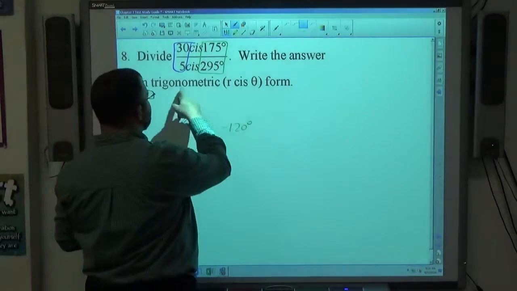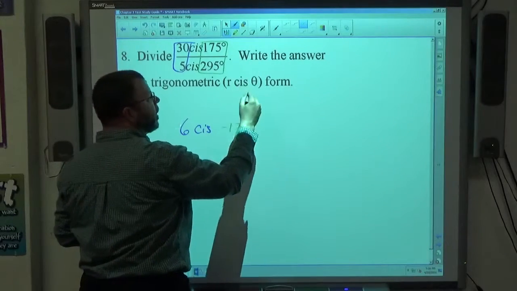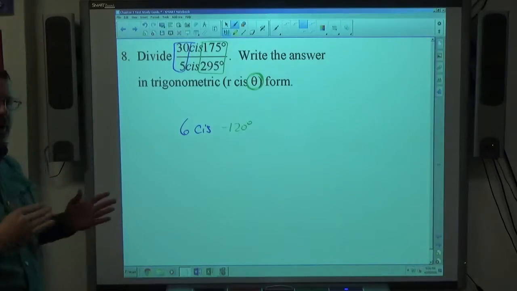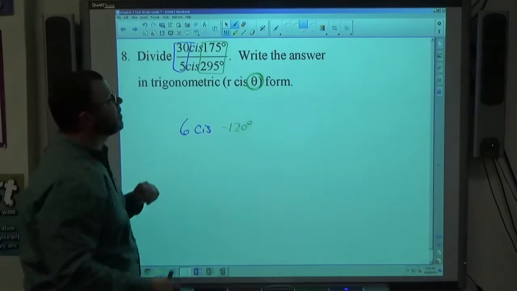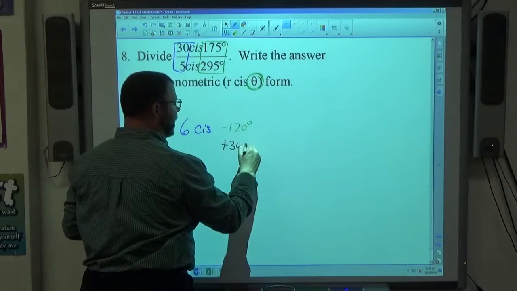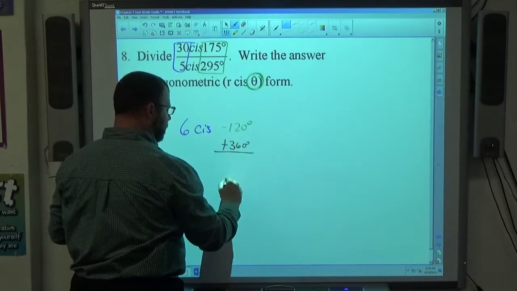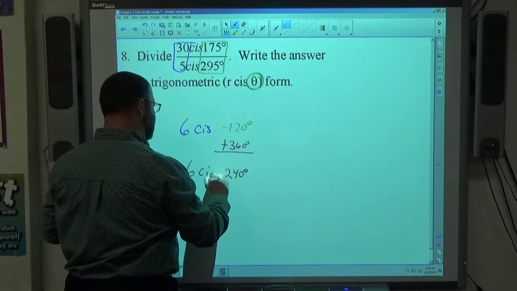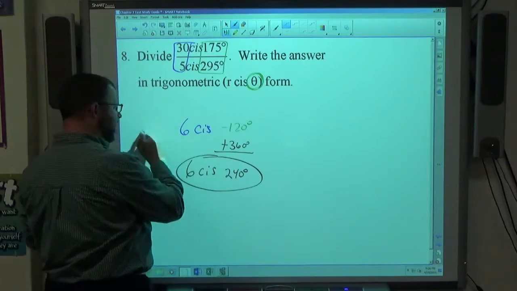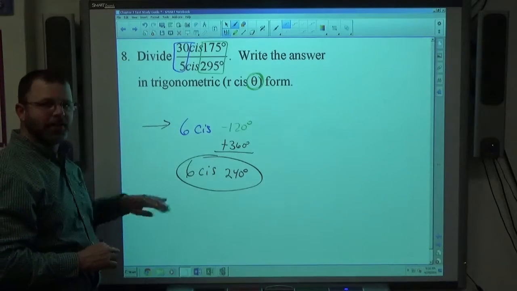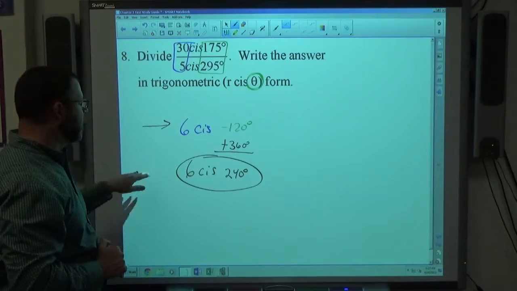It does say to write the final answer in rCIS theta form. There's an understanding that theta is supposed to be a positive angle between 0 and 360. Since this is not, I have to add 360 since it's negative. Negative 120 plus 360 is 240, and 6 CIS stays the same. Get me here, you get probably 6 out of the 8 points. You've got to get me all the way to the correct trigonometric structure to get full credit.